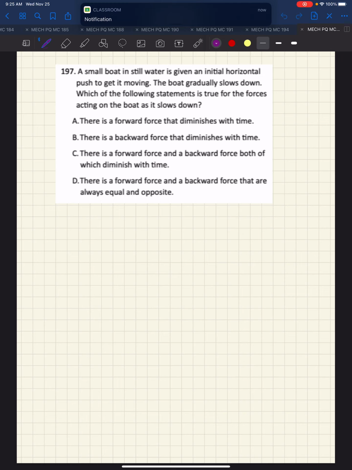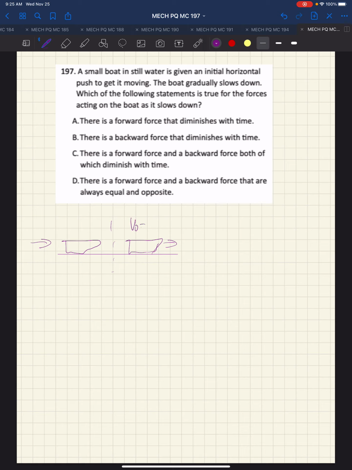So here we have a boat in the water, and it experiences a force like so. And then it's moving through the water with some velocity v. It gradually comes to a stop, so there's some v0, which is not 0, and then the final velocity is 0, so it comes to a stop. What's true for the forces acting on the boat as it slows down?